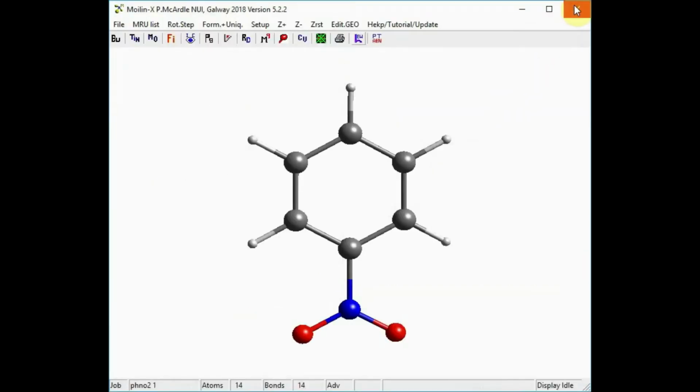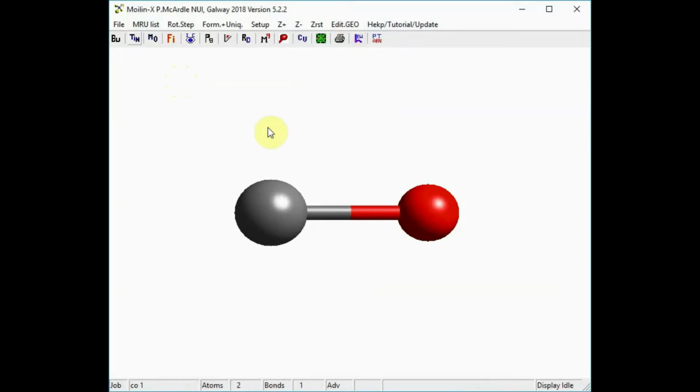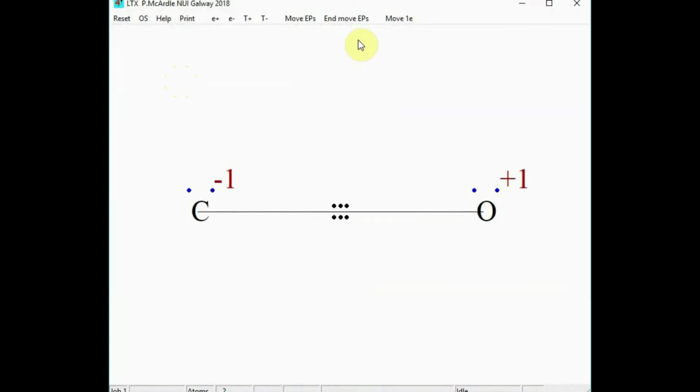Now if we go back to the carbon monoxide example, we can see another feature of the program. It's a useful feature that's sometimes called bow and arrow chemistry. In bow and arrow chemistry we can move electron pairs in structures. This is often useful for examining reaction mechanisms, but in the present case we want to look at bonding using this. We can move electron pairs here by starting the function by clicking there.